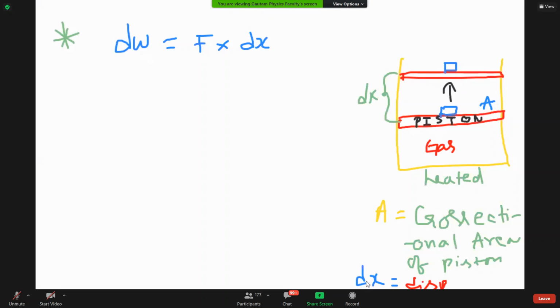Displacement of piston. dx is the displacement of the piston. Nothing to get tensed, very easy one. Now, what is the force here? This force is applied due to the gas pressure.